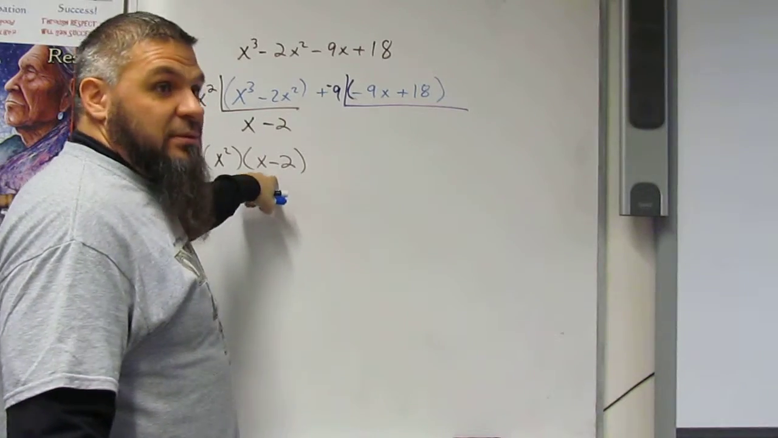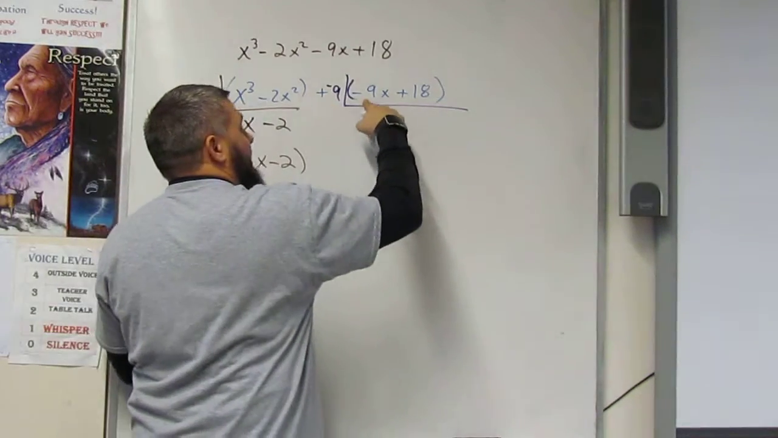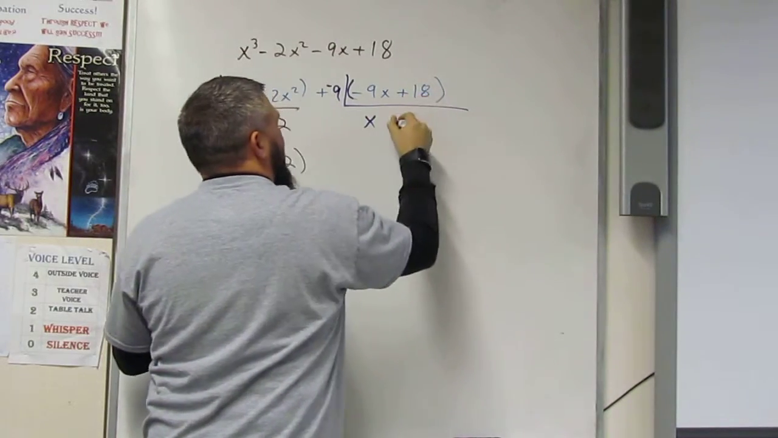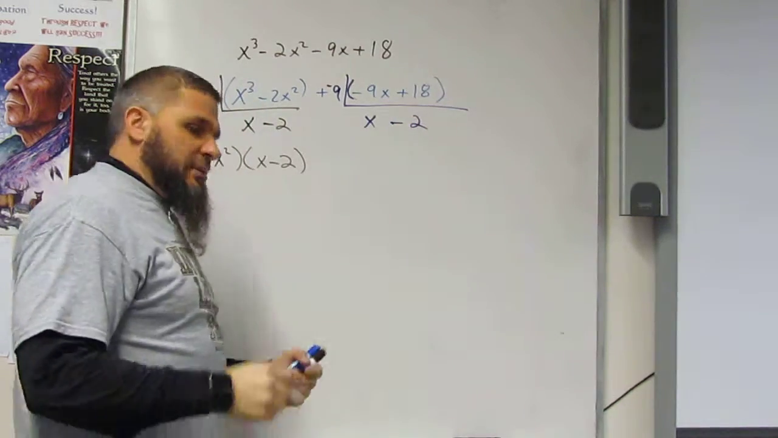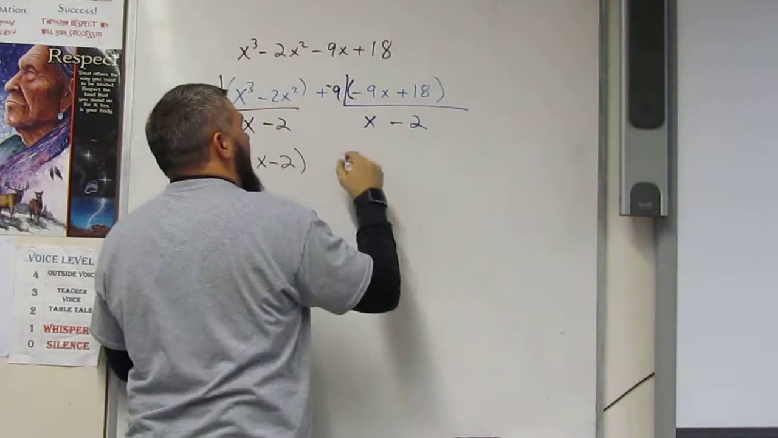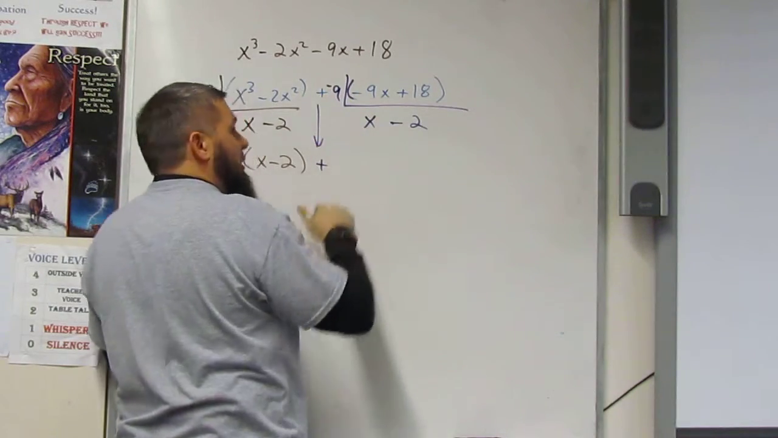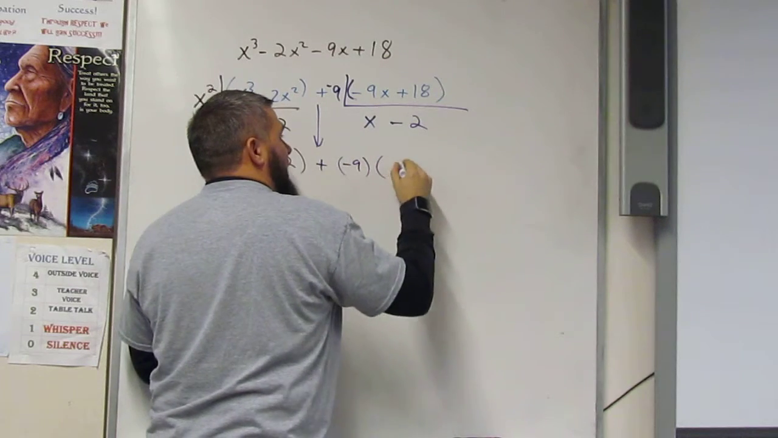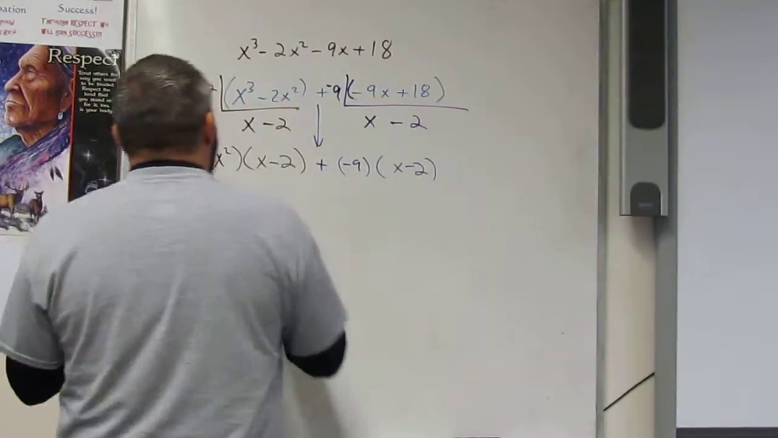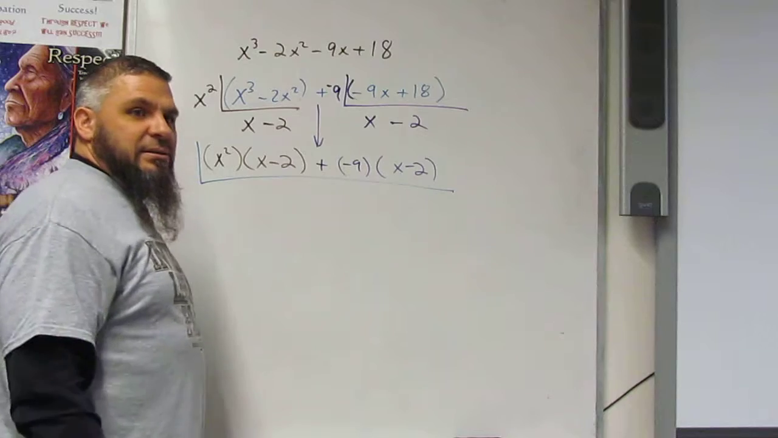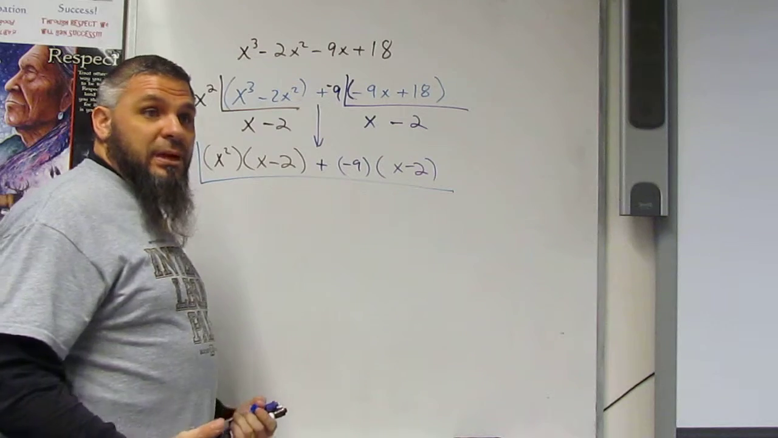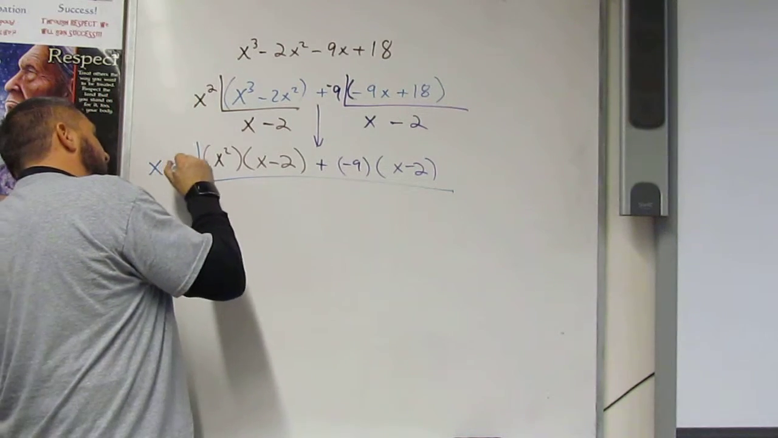Negative 9 goes into negative 9 one time, right? And negative 9 goes into positive 18 negative 2 times, right? Oh, and they match. Yeah. And so now I have plus, because this comes down, negative 9 times x minus 2. And like you said, they match. And so now I can do upside down division between all of this. And what do I get to pull out? I get to pull out what matches, so x minus 2.